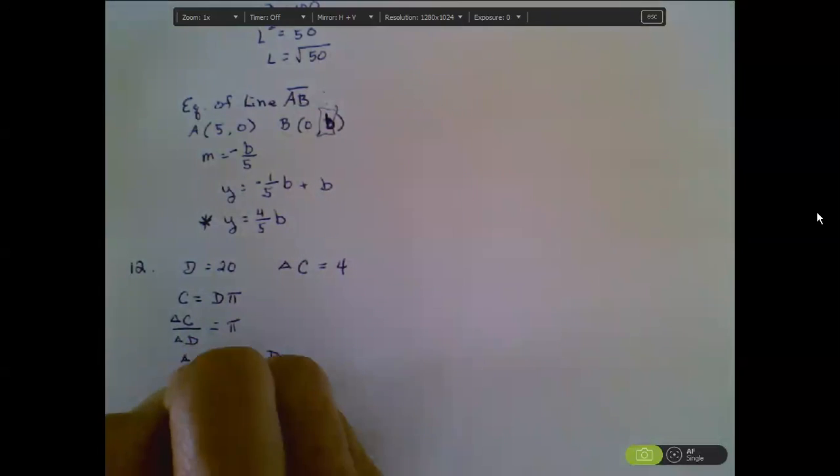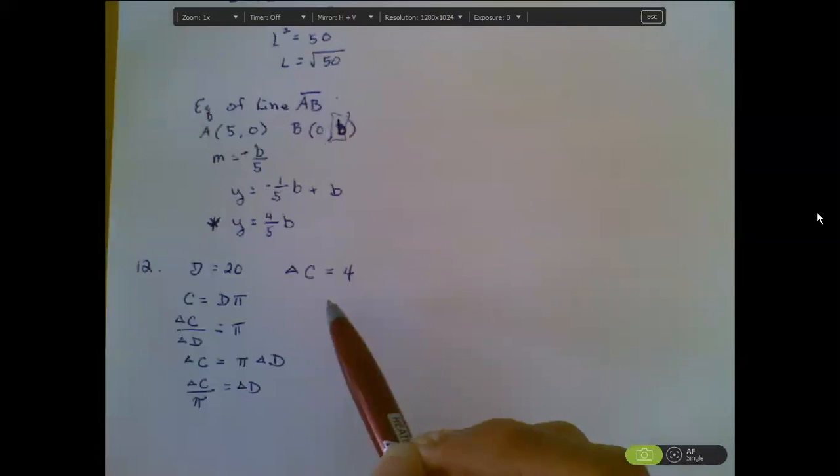And I forgot what we were asked. How much the diameter changed? Okay, find how much the diameter has changed. So find delta D. Delta D would be the change in C divided by pi. And we have the change in C is 4. So 4 over pi would be the change in diameter.